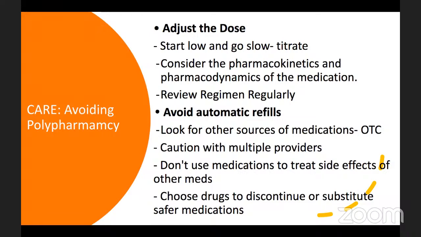And adjust the dose. Start low and go slow and then titrate. I think this is really important. Give the minimum dose required, and consider the pharmacokinetics and pharmacodynamics of the medication, and review the regimen regularly. Avoid automatic refills. Look for other sources of medications. We can go for over-the-counter medications, and caution with multiple providers. Some providers don't know what other doctors have already given. So it's important to make sure all the providers are on the same page.